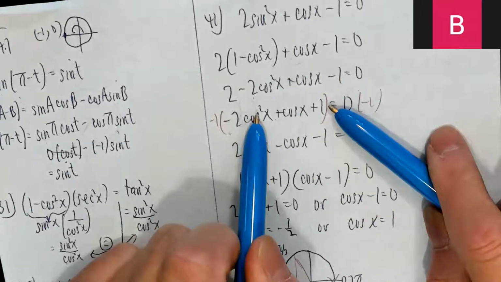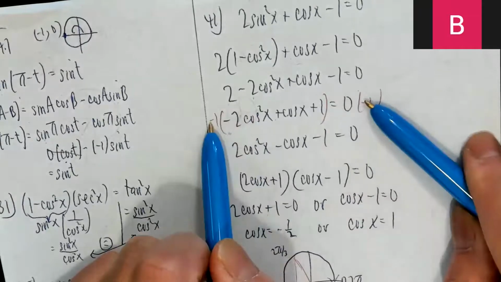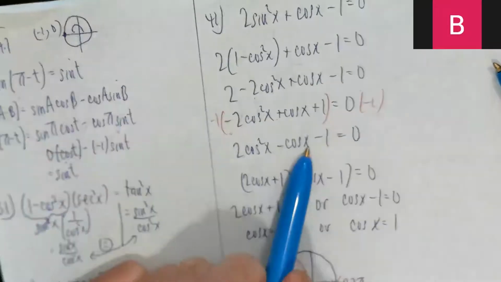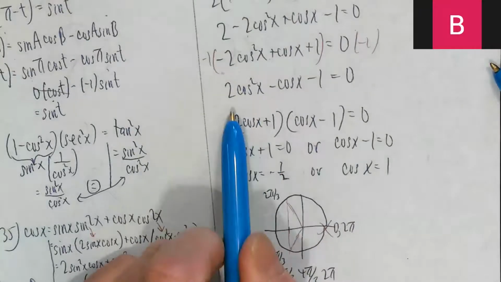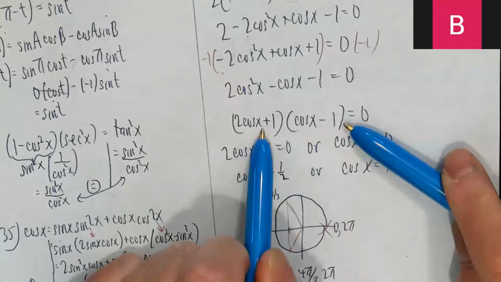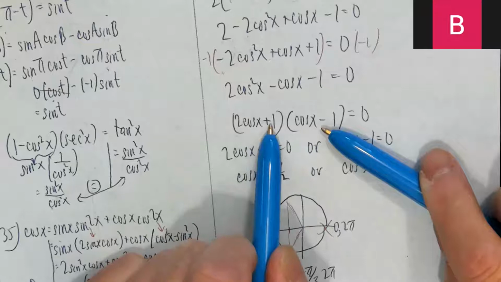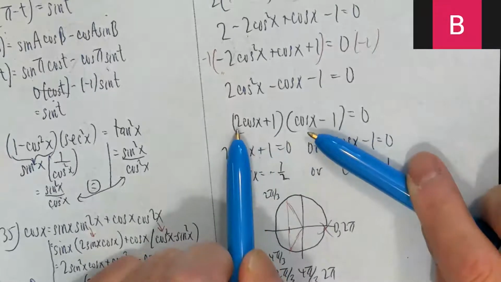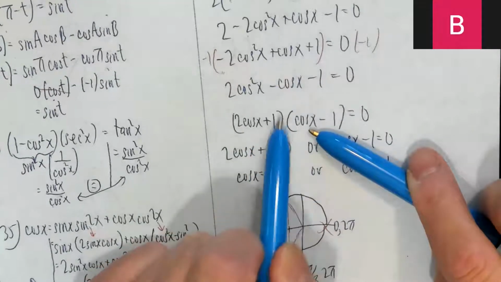I usually like the square term to be positive, so I make it positive by multiplying both sides by negative 1. That's a little bit nicer: 2 cosine squared x minus cosine x minus 1 equals 0. Now I factor this: (2 cosine x plus 1)(cosine x minus 1). You can check by multiplying it all back out: 2 cosine squared x minus 2 cosine x plus 1 cosine x, that is negative cosine x, and then minus 1.